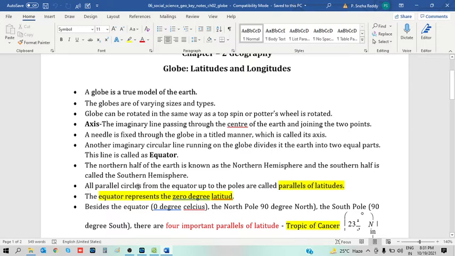All parallel circles from the equator up to the poles are called parallels of latitude. The equator represents the 0 degree latitude. The North Pole is 90 degrees north, and the South Pole is 90 degrees south. There are four important parallels of latitude.